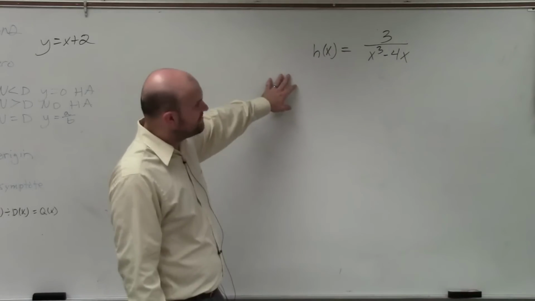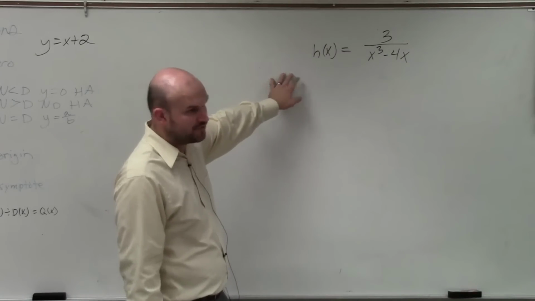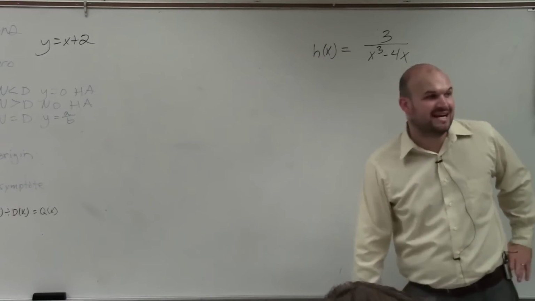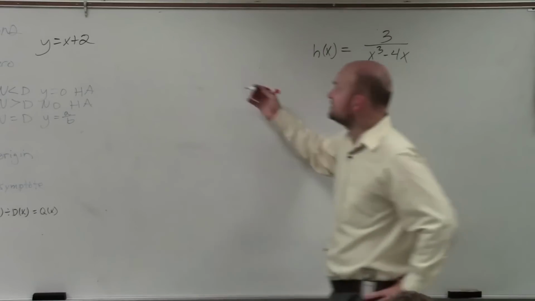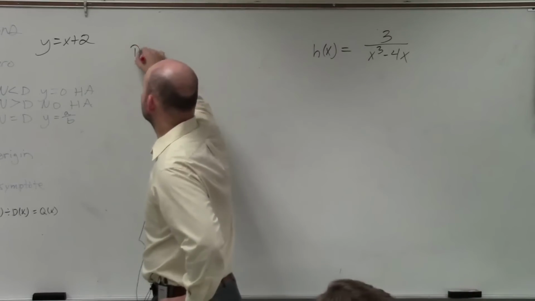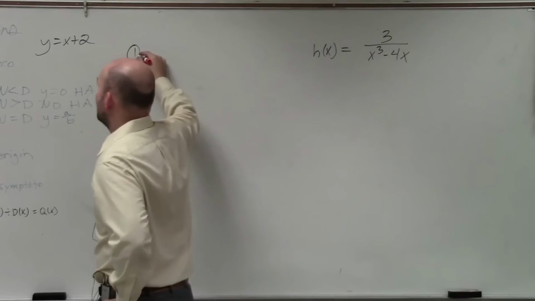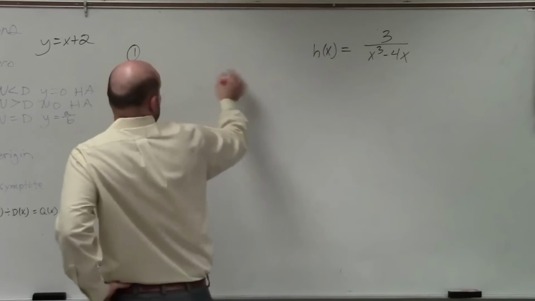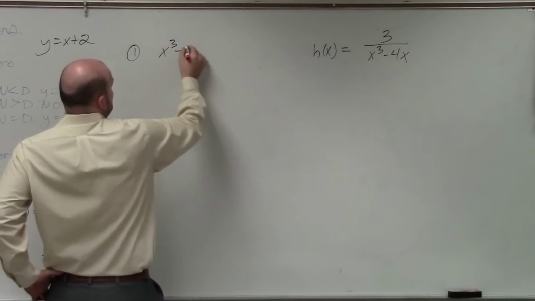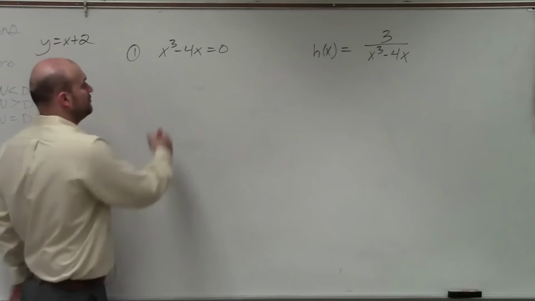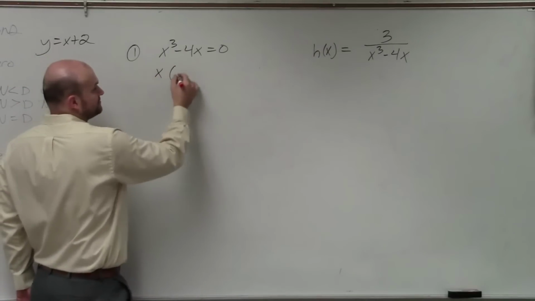So you have h of x equals 3 divided by x cubed minus 4x. You can see I have some steps here. The first thing is to identify your vertical asymptotes. All we need to do to identify vertical asymptotes is set our denominator equal to 0 and solve. So my denominator here is x cubed minus 4x equals 0. Then I just solve. In this case, I can factor out an x.